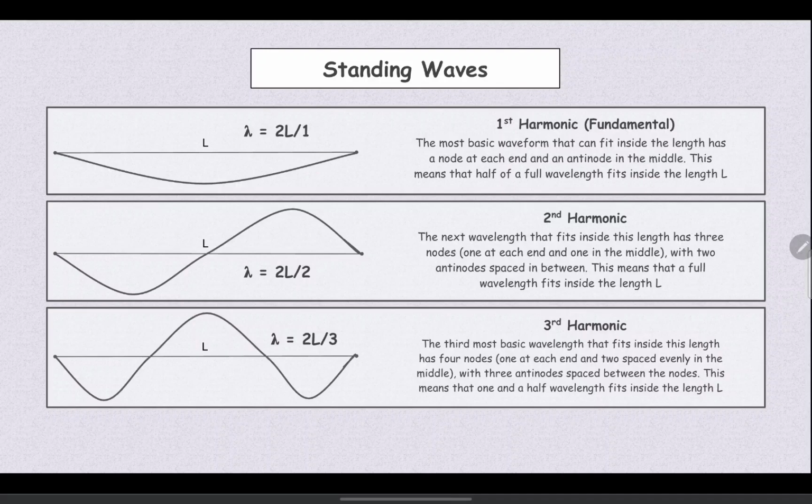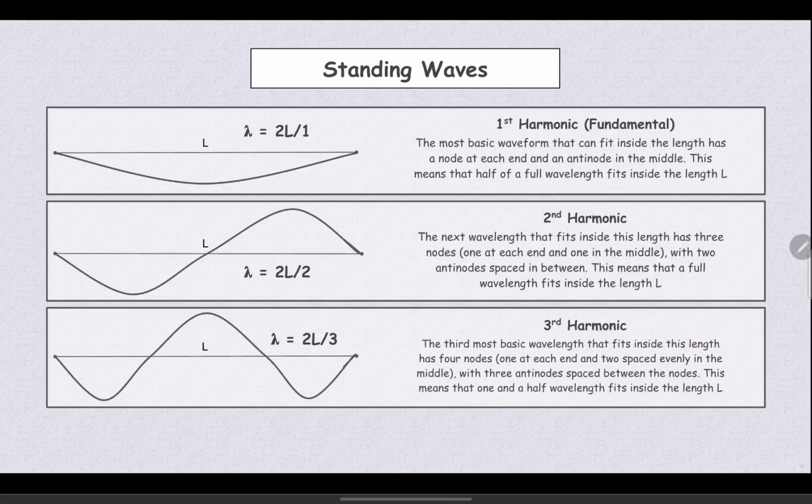Now the second harmonic is the next wavelength that fits inside the length, which has 3 nodes and 2 antinodes. This means that one complete wavelength fits inside the length. And then the third harmonic is the third most basic, and then you can read that. You can quickly discern a pattern in between these wavelengths and harmonics, which I would recommend writing down and finding that pattern, because that's how I find an easy way to think about it.